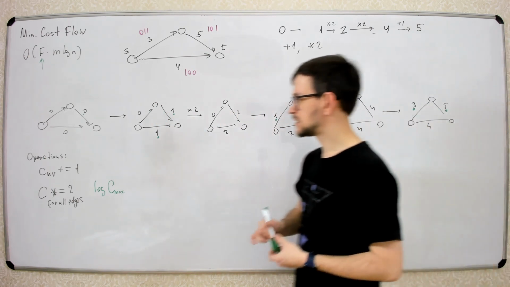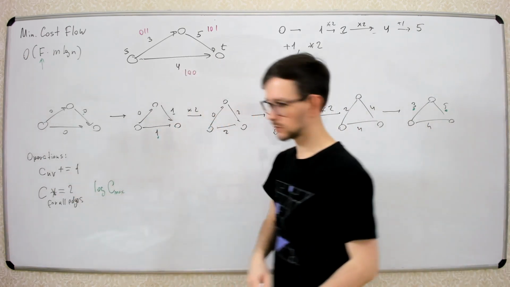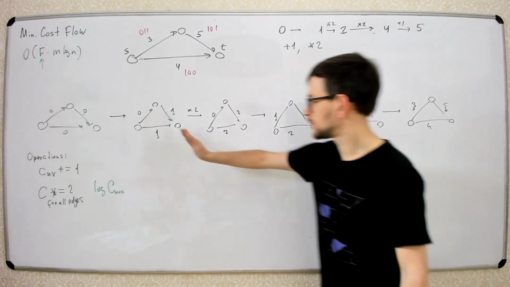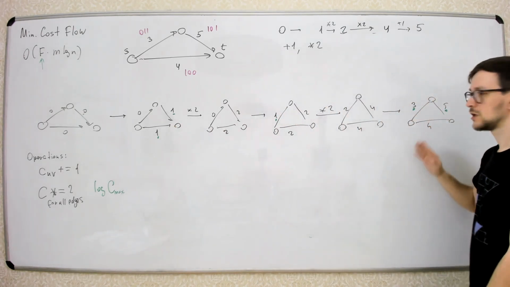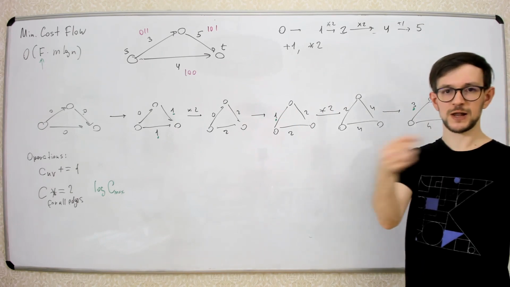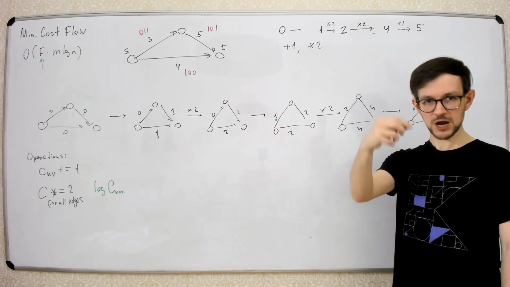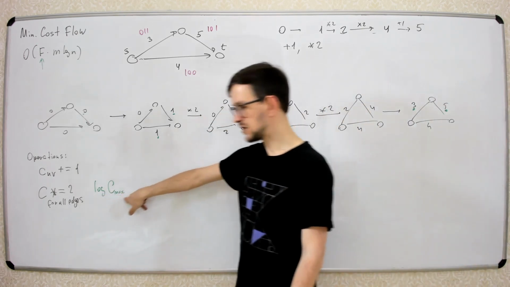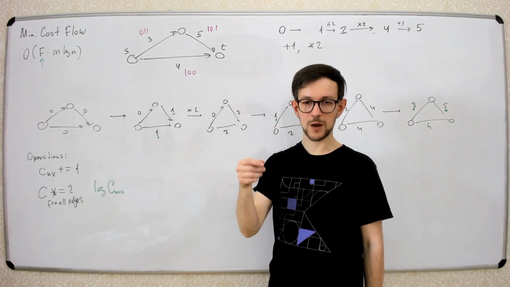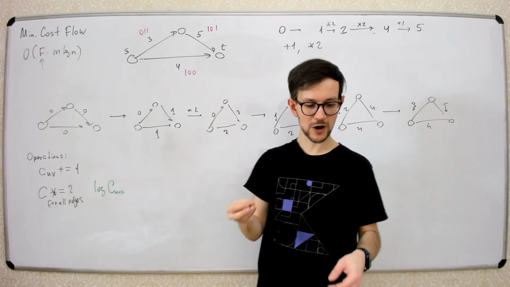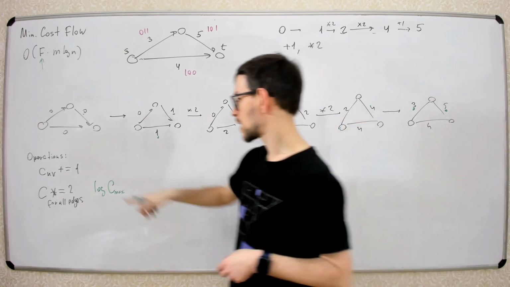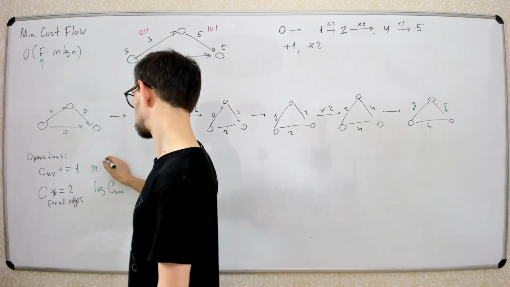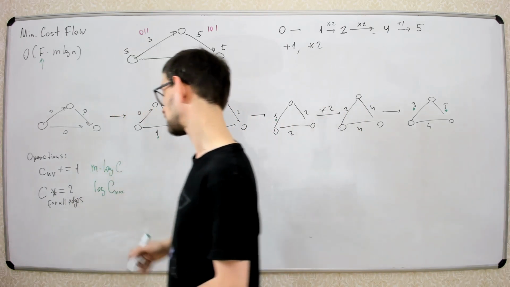Now, how many times do I need to increment elements by 1? Well, let's see. In each step, in the worst case, I need to increment each element by 1. So I need to increment each edge by 1. So I have log C steps. In each step, I may need to increment all the edges of my graph. So in the worst case, the number of operations like this is m multiplied by the number of steps, again, by log C.